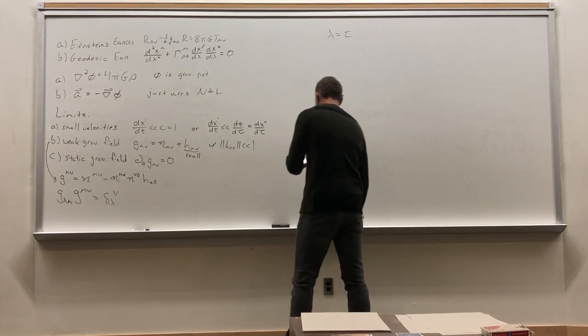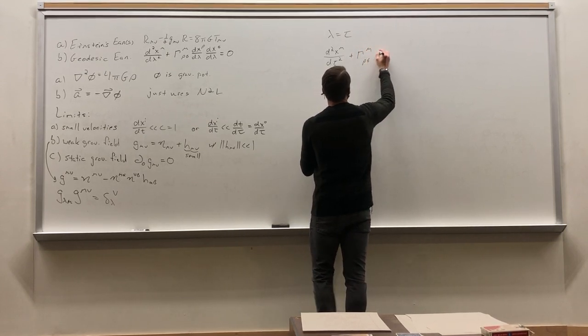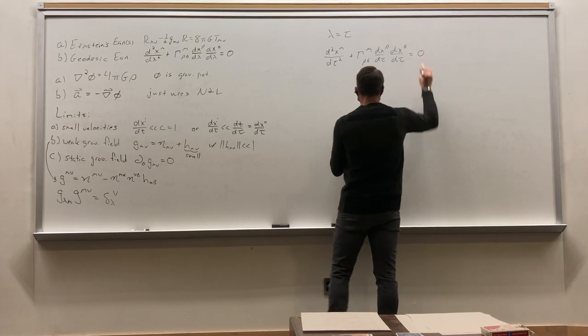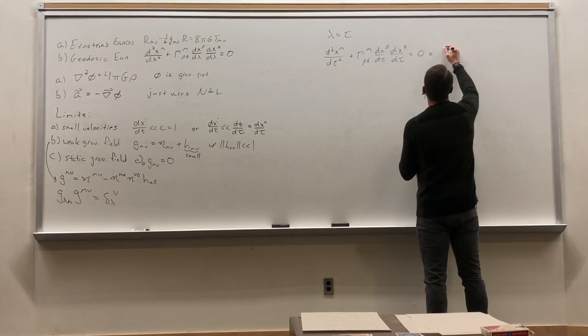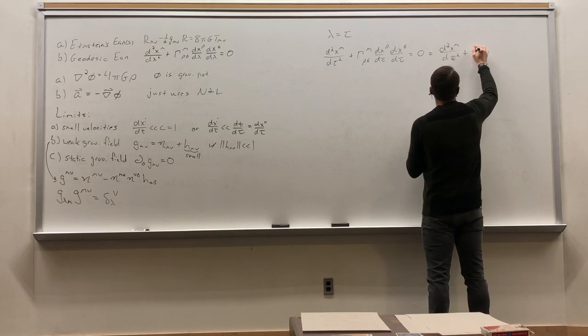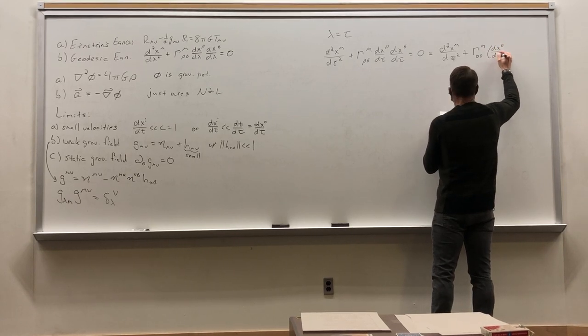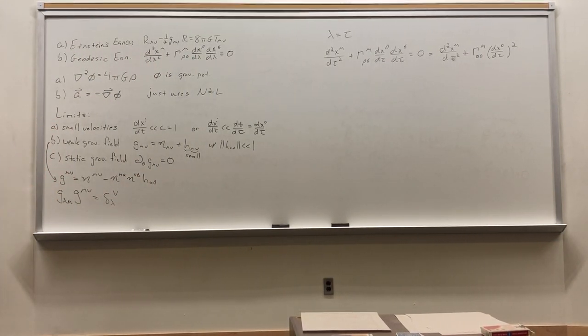So we know that in terms of proper time, the geodesic equation reads d²x^mu/d tau² plus gamma^mu_{rho sigma} dx^rho/d tau dx^sigma/d tau equals 0. Okay? And now I can make the following observation. This is effectively d²x^mu/d tau² plus gamma^mu_{00} (dx^0/d tau)² equals 0. Okay? Which of these three did I use to make that simplification? A, B, or C? A.